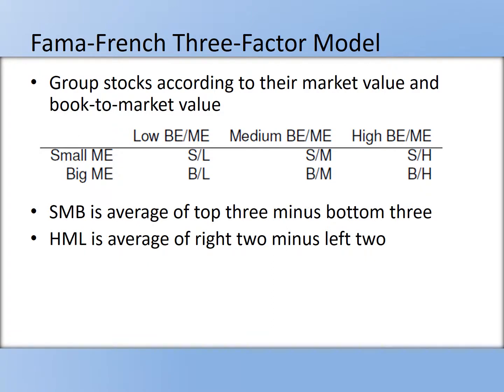So simply you add the first, the second, and the third term together, divide by 3, minus the fourth, fifth, and sixth term added together, divided by 3. Similarly, high minus low is the simple average of the right 2 terms minus the simple average of the left 2 terms. So it's a very straightforward calculation, assuming that you have market equity and book to market ratios at hand.